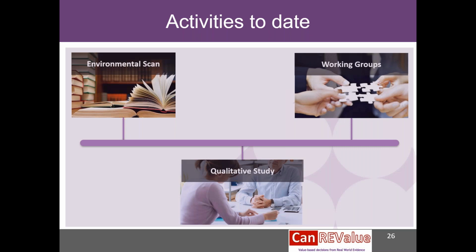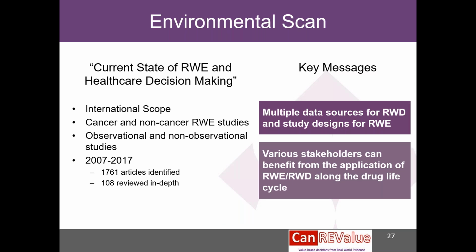So far, what we have done is we've conducted an environmental scan, we've conducted a qualitative study, and we have established the working groups, and all the groups are working hard to come up with their aspect of the framework. So in terms of the environmental scan, I won't go into too much detail with this one. It was previously presented as a poster at the Canadian Centre for Applied Research in Cancer Control annual conference last year. But just to share with you that the scope of that review was quite broad, including international scope and both cancer and non-cancer real-world studies, looking at observational data through almost a 10-year time span.